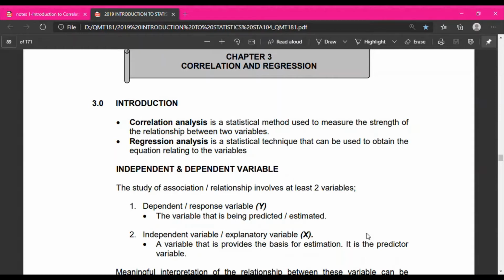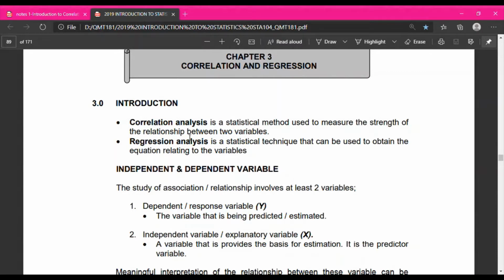Okay, so the regression analysis is a statistical method used to measure the strength of the relationship between the two variables. You know what is the variables, right? The variable adalah characteristic of interest. Apa yang kita nak kaji itu adalah variable. Okay, so now if we have two variables, we can know whether the two variables have the relationship or not. And we also can know that the relationship is positive or negative.